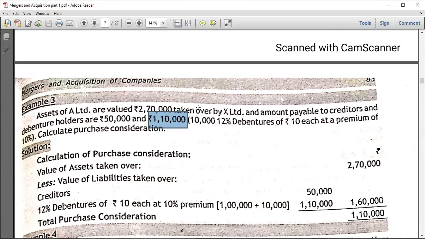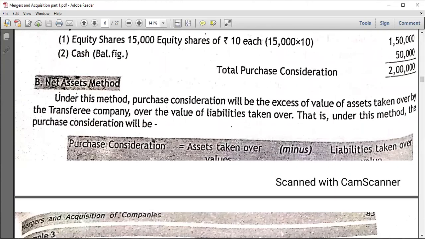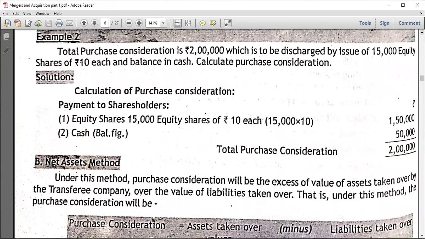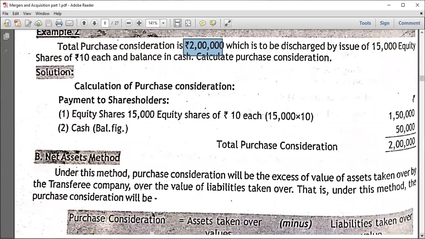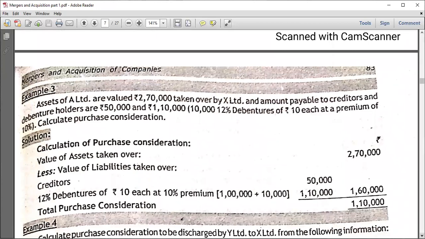Calculate PC. Look here, in the last question, what did they give us? Purchase consideration, directly given in the question. But in this question, they have not given purchase consideration. Instead of purchase consideration, they have given assets and liabilities.